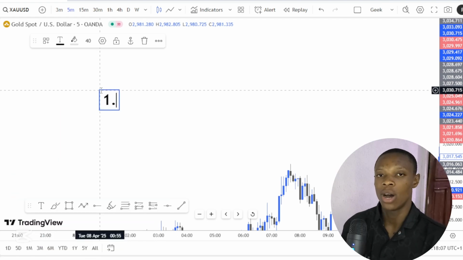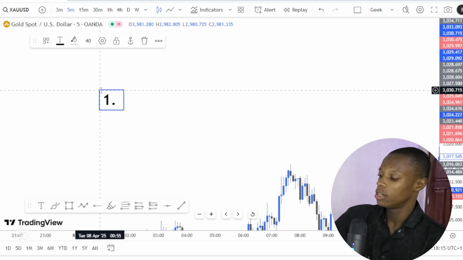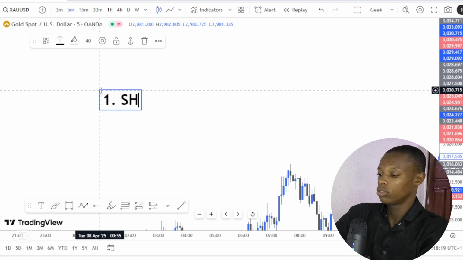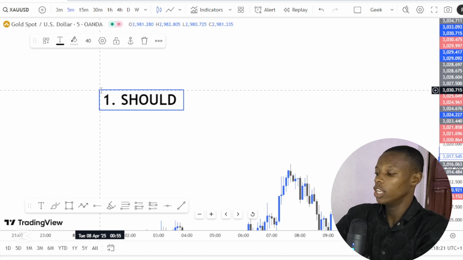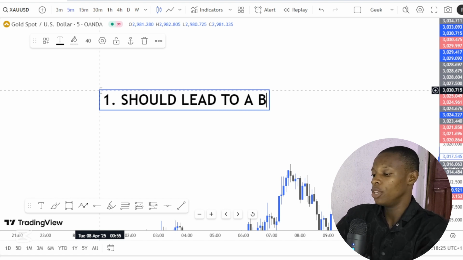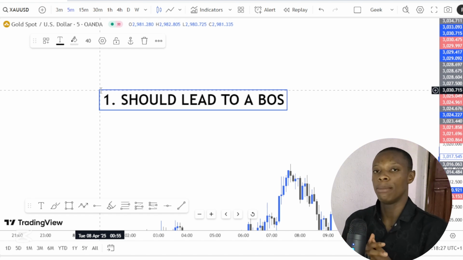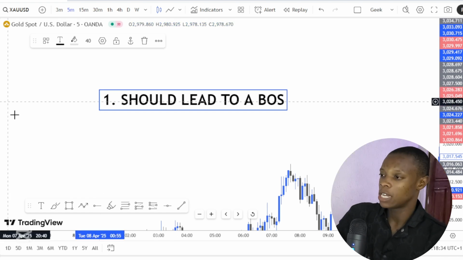If the order block does not have these two things, that means I will not take the trade from that order block or from that breaker block. The first thing is the OB should lead to a BOS. The order block I'm marking out, or the breaker block I'm marking out, should lead to a break of structure. What does that mean?